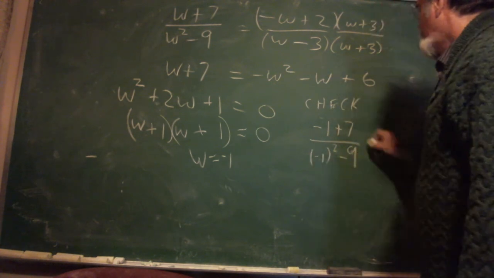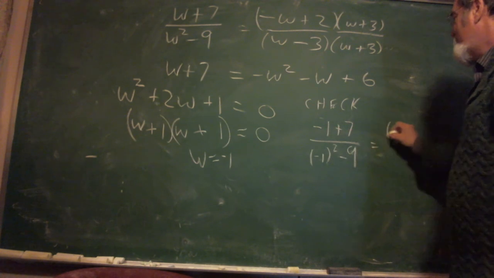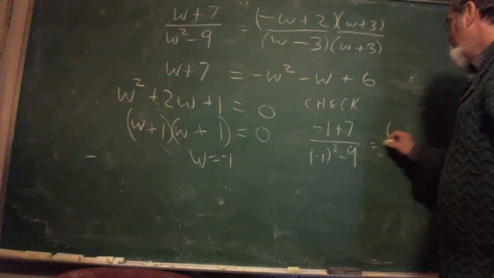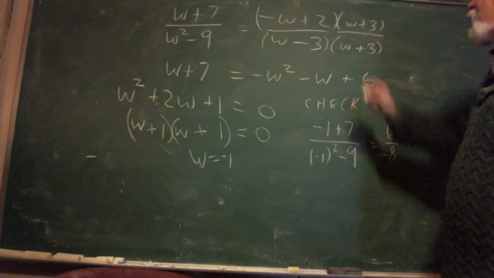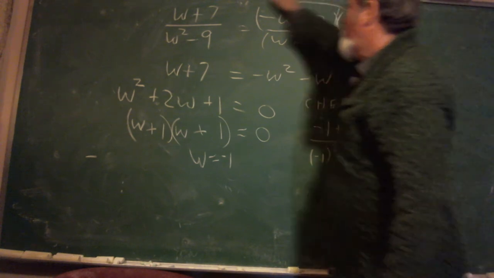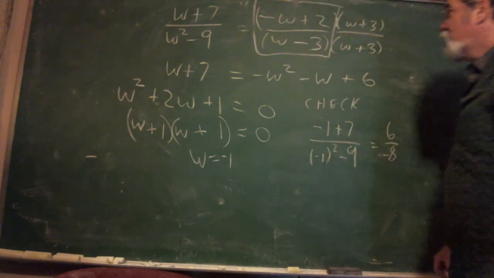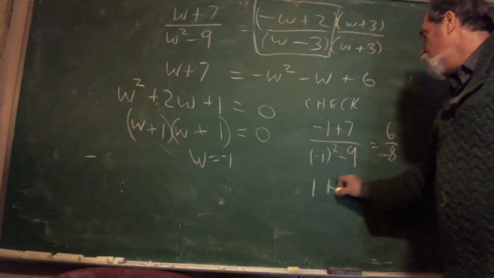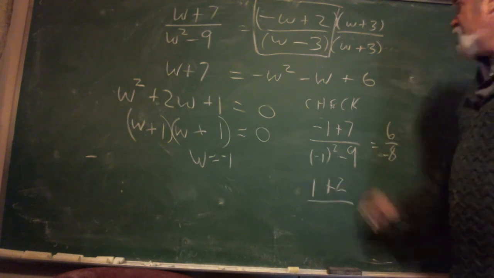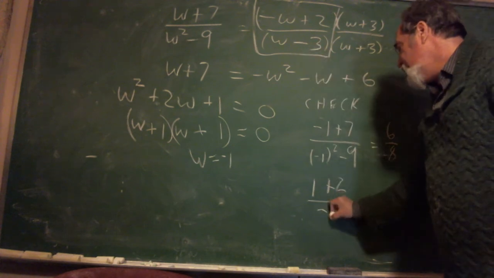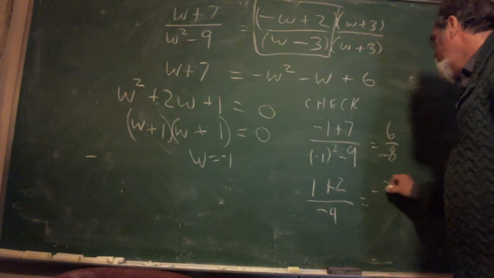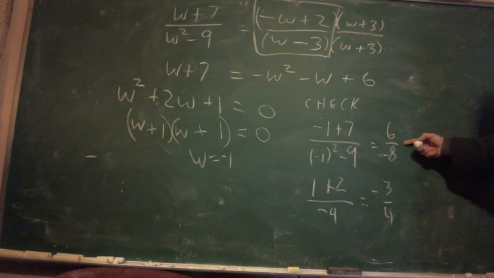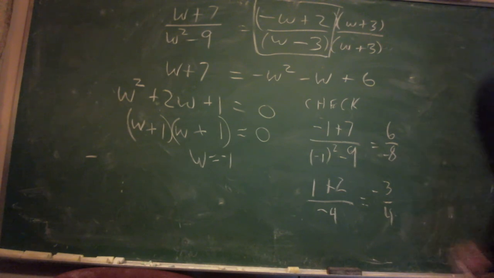Honest to God. So -1 plus 7 is 6. 1 minus 9 is -8. Now let's put the -1 in just this much. Putting a -1 right there. That's a +1 plus 2 divided by -1 minus 3 is -4. That's -3/4. And 6/8 with a minus sign on it is the same as -3/4.